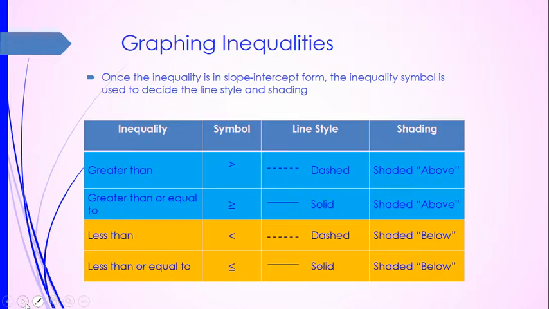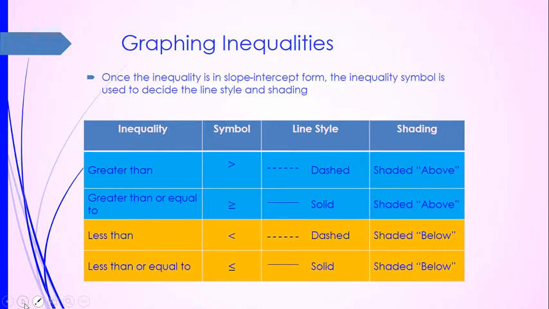So what do I mean by that? Once it's in slope-intercept form, only the inequality symbol itself decides where we shade and what the line style is. I saw a lot of discussion questions where people thought perhaps the sign of the slope had something to do with it. If the slope was negative, it meant shade this way, or if the slope was positive, it meant shade that way. That is incorrect.